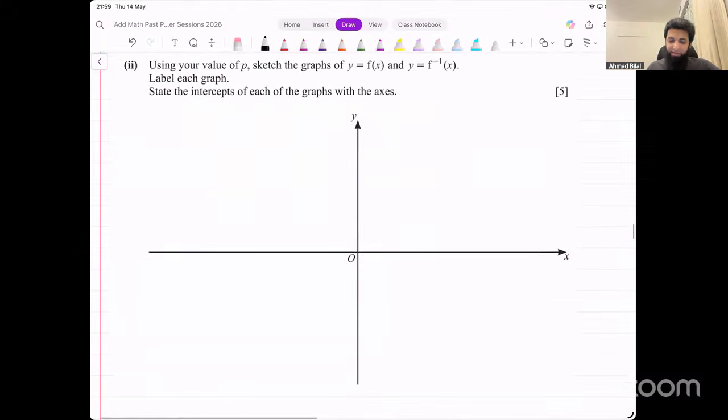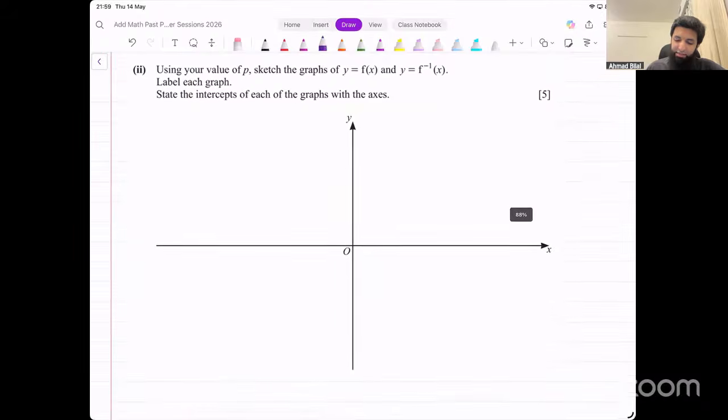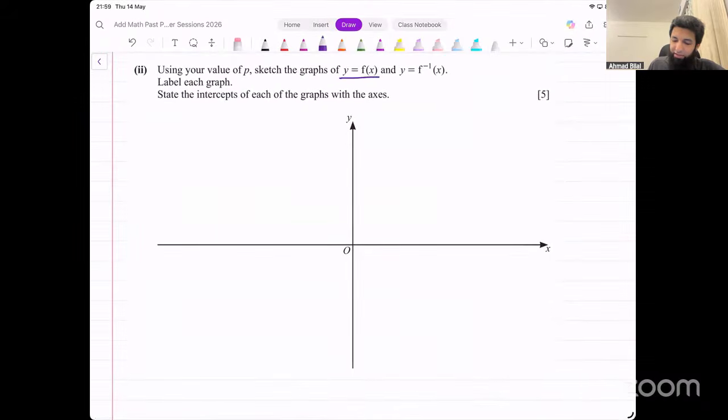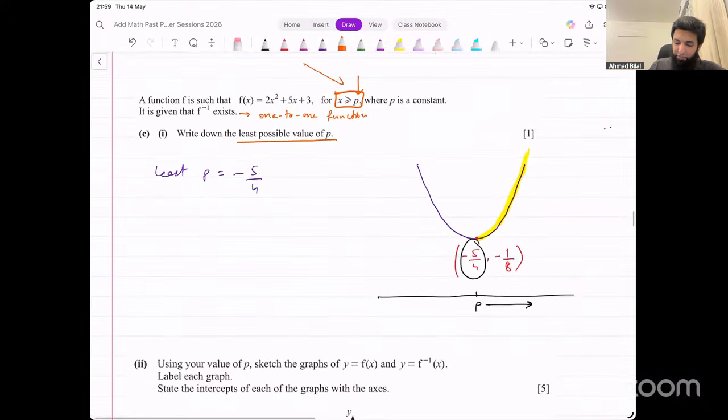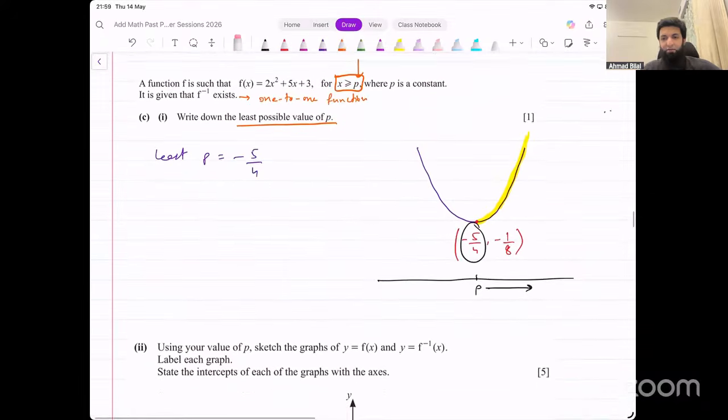Okay, let's look at this next part now. Using a value of p, sketch the graphs of y equals f of x and y equals f inverse of x. Label each graph and state the intercepts of each of the graphs with the axes. Now, the graph that you need to sketch is this graph with domain x greater than or equal to p.